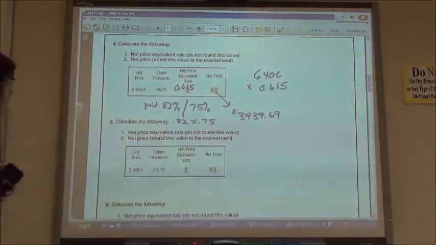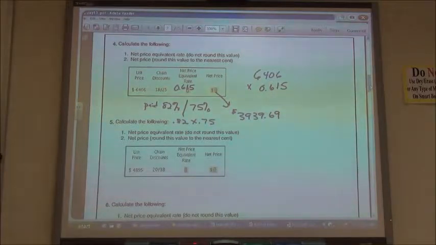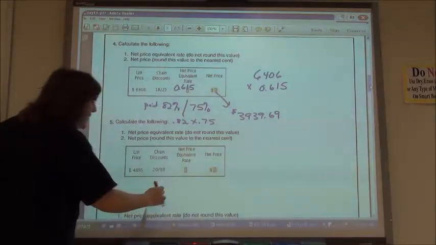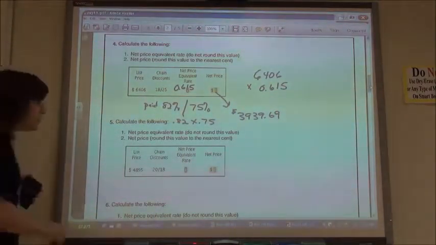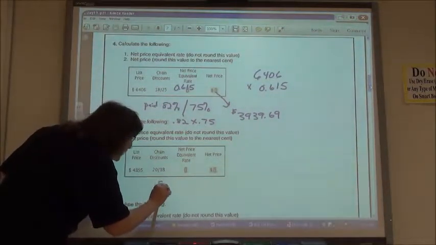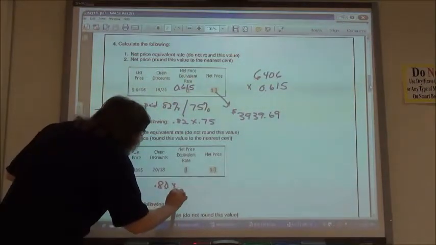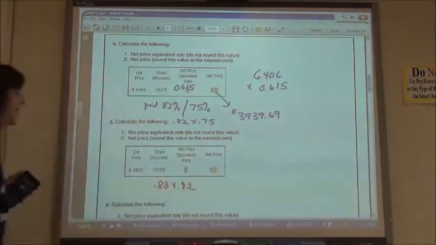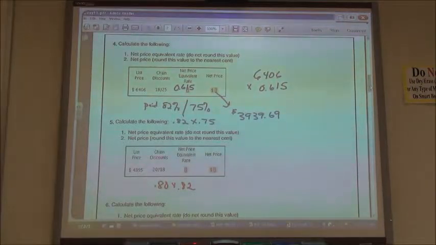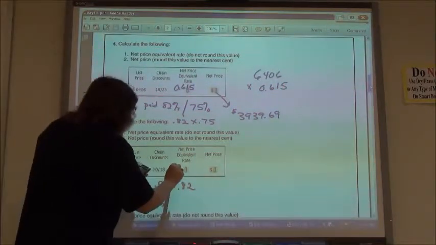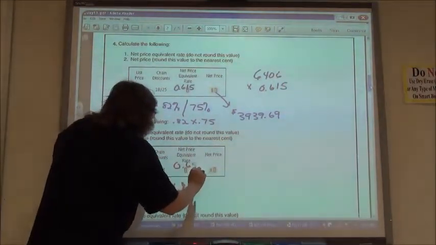So again, on number 5, if I want to find my net price equivalent, I find the complements of my discount. So 100 minus 20 means I'm going to use 80%, which would be 0.80. Then we have an 18%, which we already did. 100 minus 18 was 82%. And so we're going to take 80% times 82%, 0.80 times 0.82. And so our net price equivalent rate is 0.656.